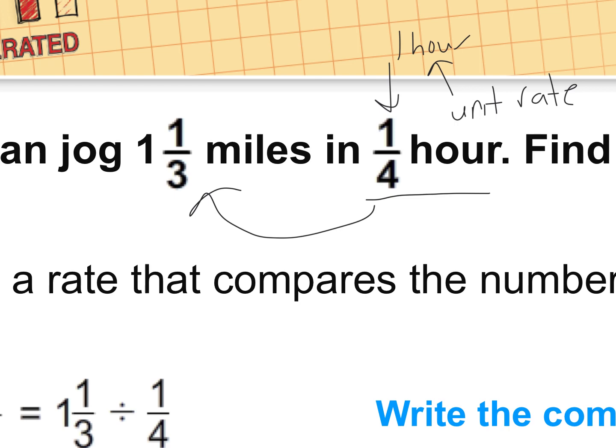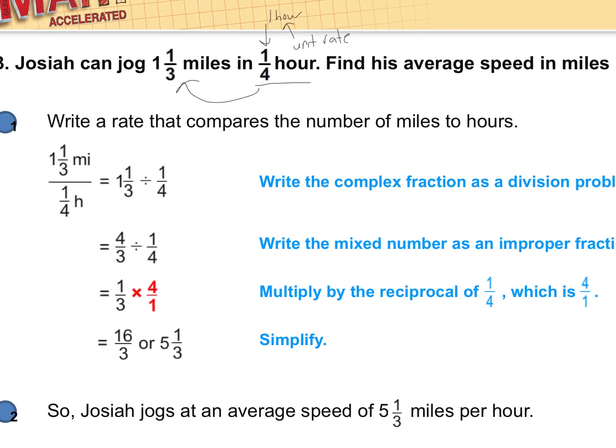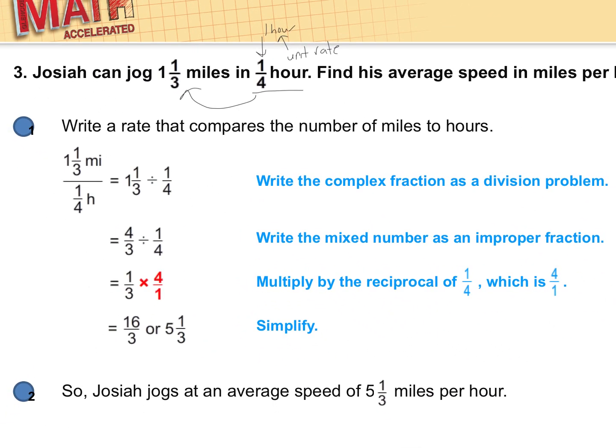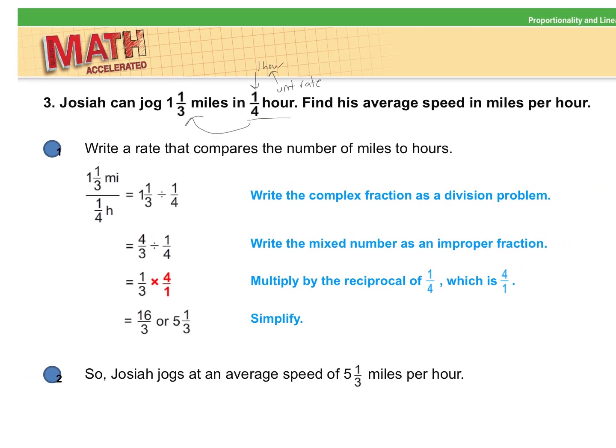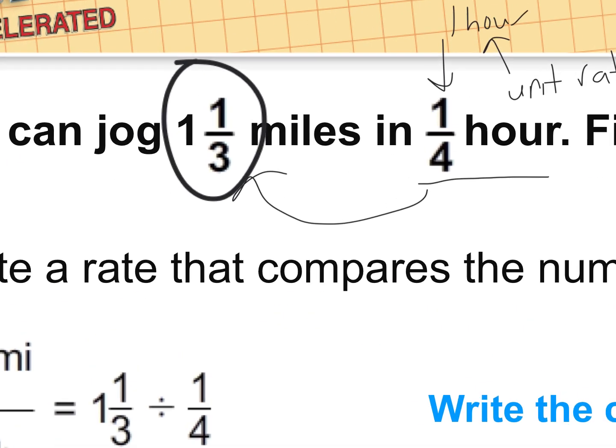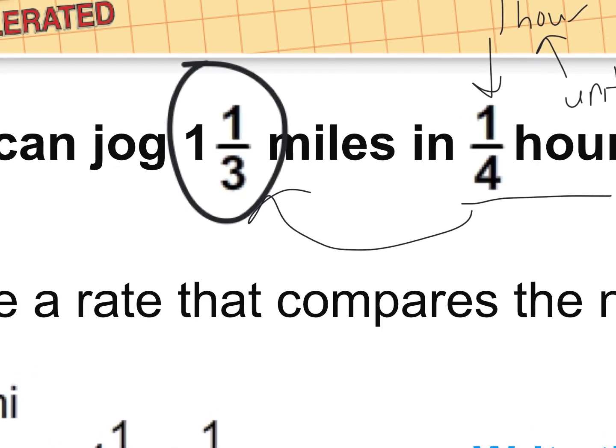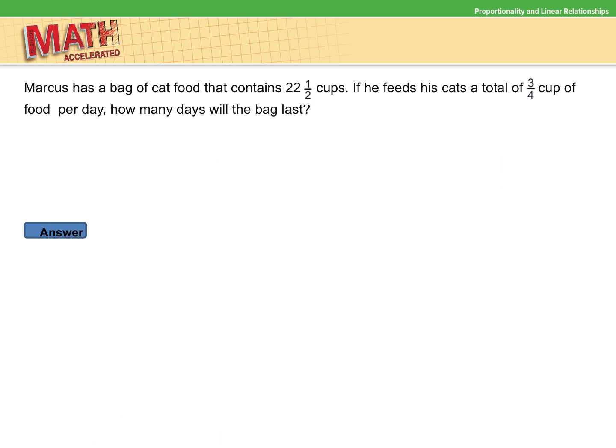So, we need to do what we were doing with our complex fractions. Okay? What do we do with this, though? What do we think? Yeah, we need to make it improper. How do you make that an improper fraction? So we have 3 times 1, 3 plus 1. So we have 4/3. And then divided by that 1/4. And then we do the same thing we were doing. Okay? Go ahead and try that next one.